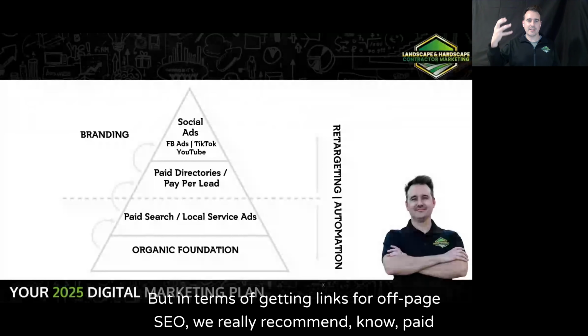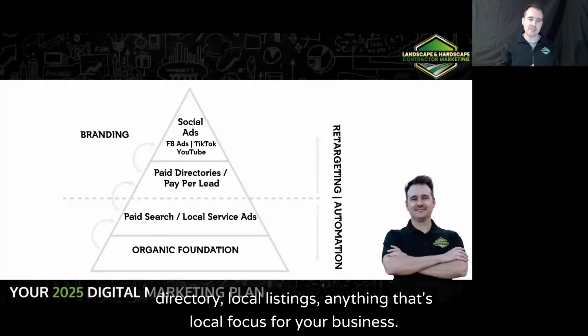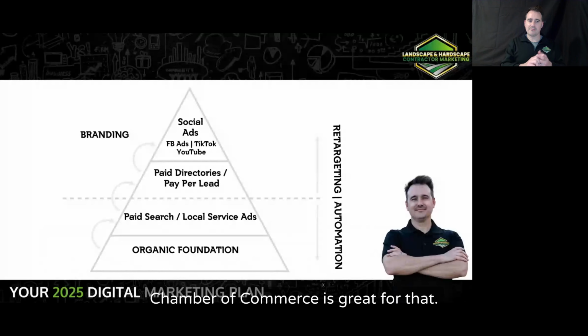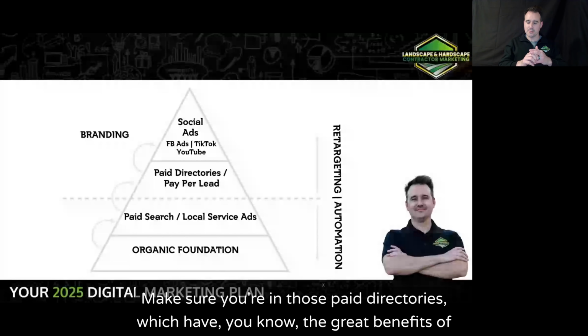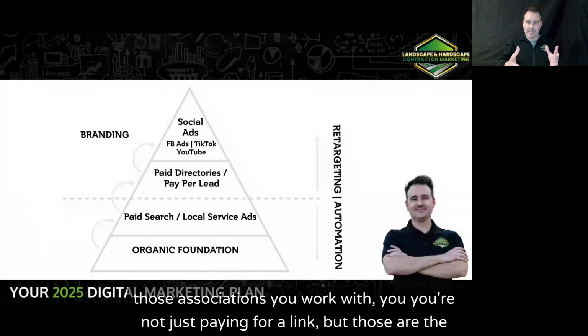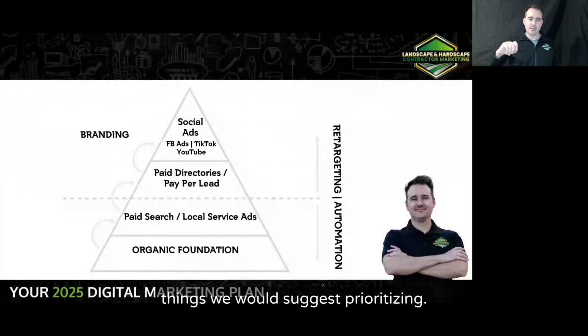But in terms of getting links for off-page SEO, we really recommend paid directories, local listings, anything that's local focus for your business. Chamber of Commerce is great for that. Local associations, and then your bigger statewide, national associations. Make sure you're in those paid directories, which have the great benefits of those associations you work with. You're not just paying for a link, but those are the things we would suggest prioritizing.